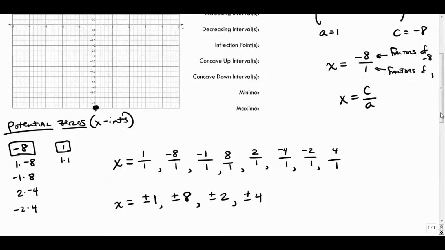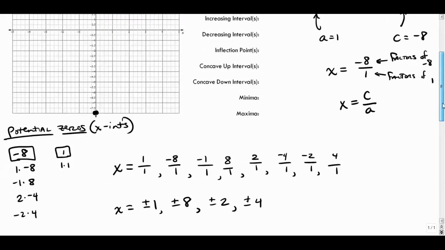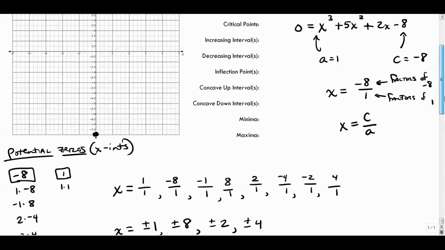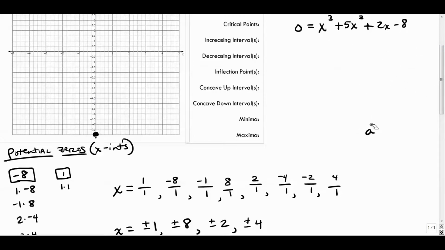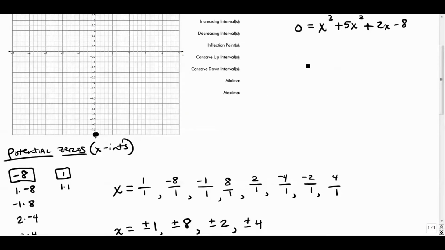To figure out if they're actually intercepts, I need to pick one and see if it divides out with a remainder of 0. And we'll do this synthetically. If you're a little rusty on your synthetic division, I'm not going to spend too much time on it right here. Go back and check out my video. So let's try positive 1. We'll start there. I'm just picking that one out of the blue. Does that divide into this 4-term polynomial? We're going to do it synthetically. So pull down all of these coefficients.